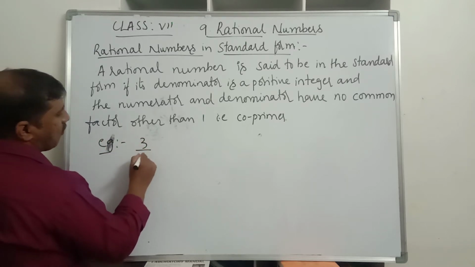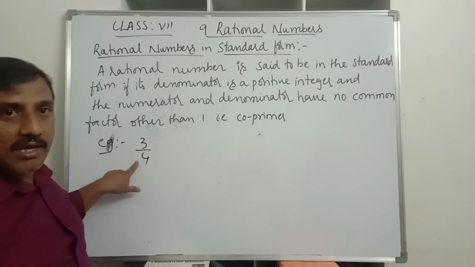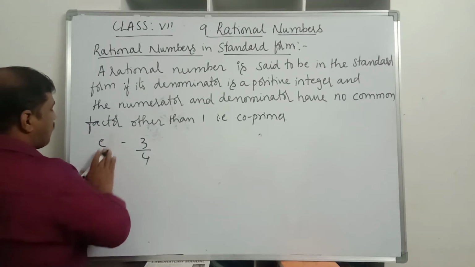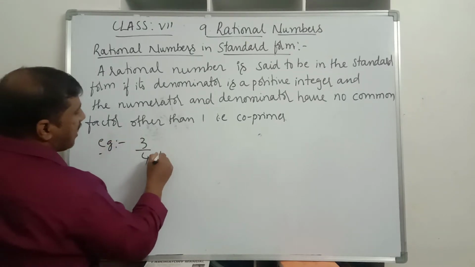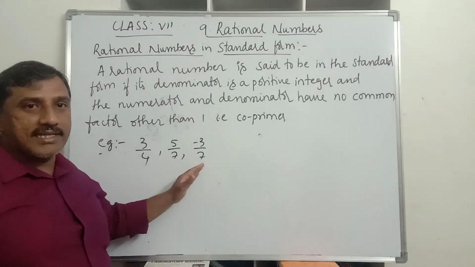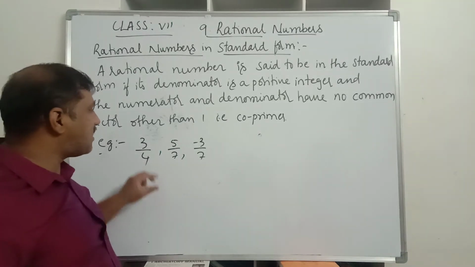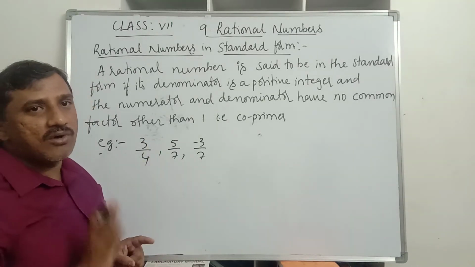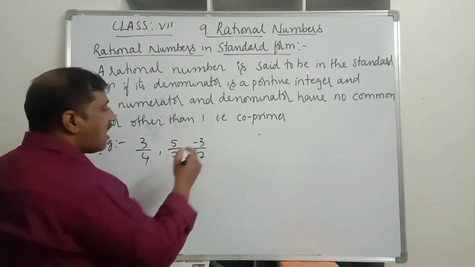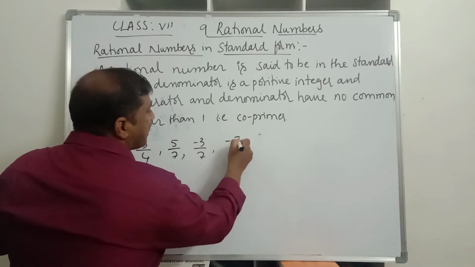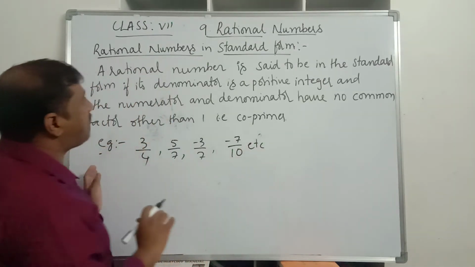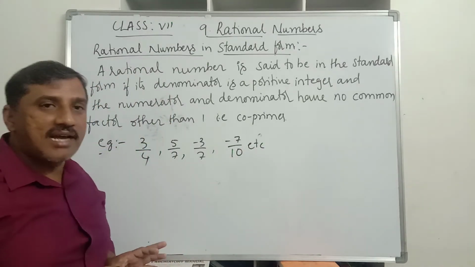Here 3 by 4. 4 is the denominator, which is a positive integer. 3 and 4 both are co-primes. They have only 1 as the common factor. You take 5 by 7 or minus 3 by 7. In all these cases the denominators are positive integers. 5 and 7 both are prime numbers. They have only 1 as the common factor. 3 and 7 have only 1 as the common factor. And you can even take minus 7 divided by 10. These are examples of rational numbers which are in the standard form.